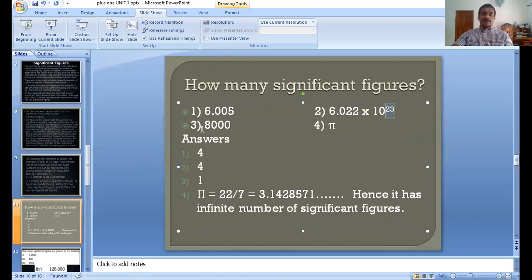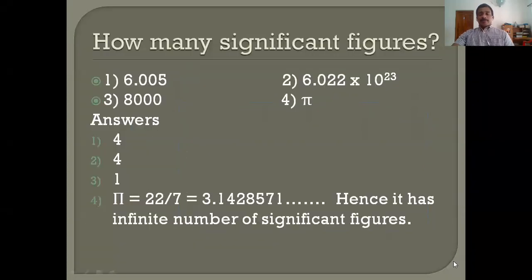Okay, is it clear? 6.005 has 4, 6.02 into 10 raised to 23 has 4, 8,000 has 1. Pi has an infinite number, the reason being pi is equal to 22 by 7, 3.1428571, etc. I think it is clear to you.